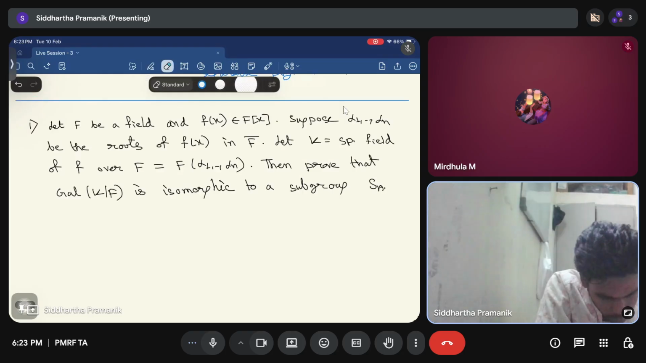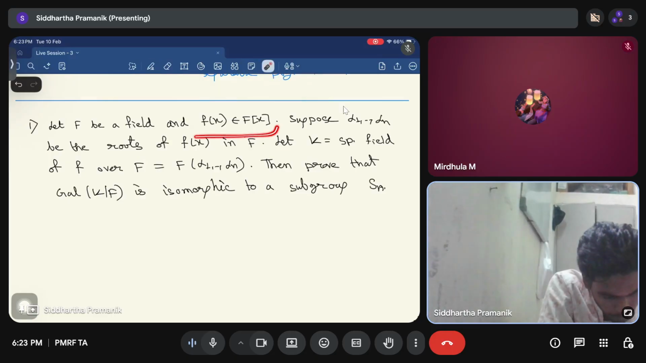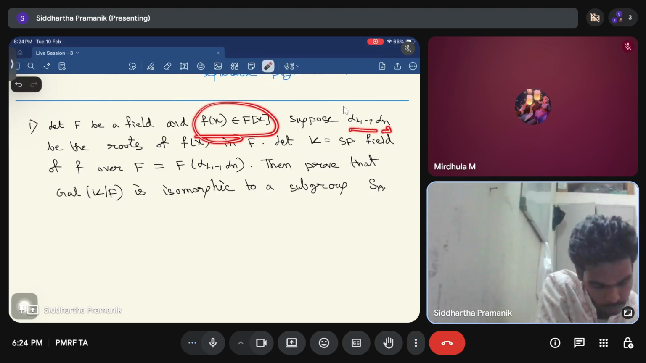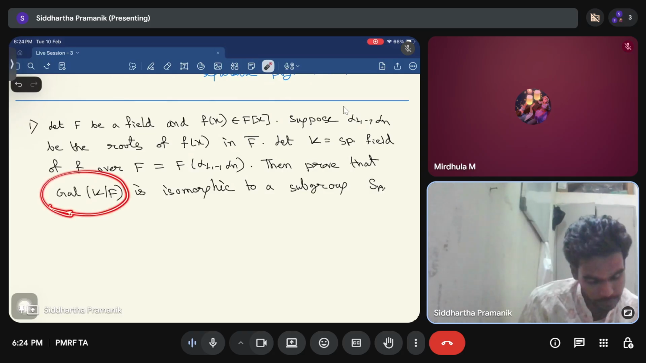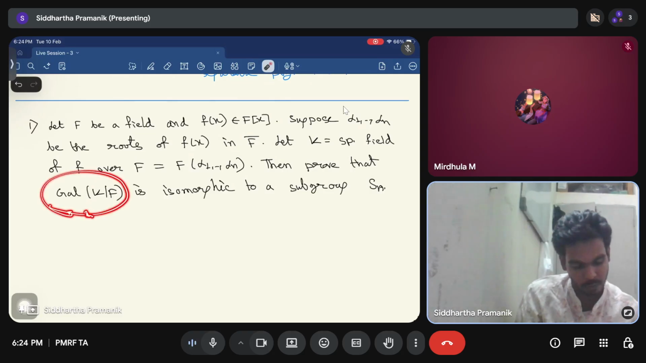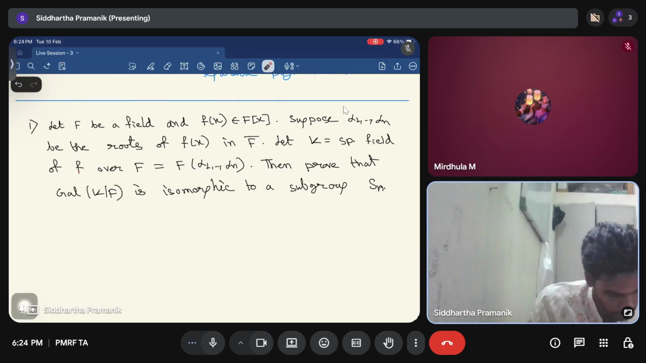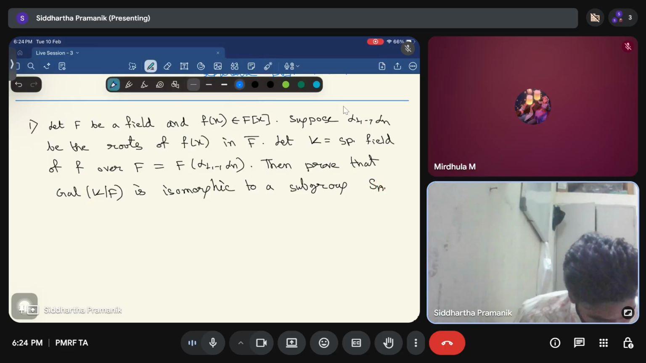Okay, so we are taking a polynomial f(x) in the polynomial ring and let alpha 1 up to alpha n be the n roots of this polynomial in the algebraic closure. Then if we look at the splitting field of this polynomial, let's say K, and look at the Galois group, then this Galois group has to be isomorphic to a subgroup of Sn, where n is the number of roots. Okay, so let's prove this.